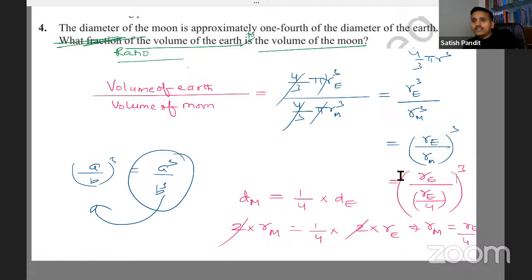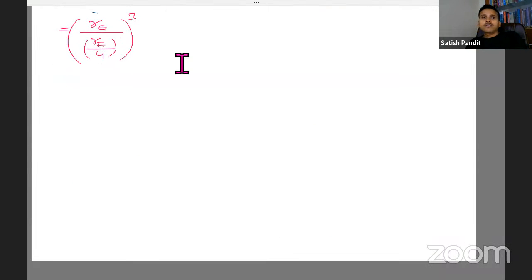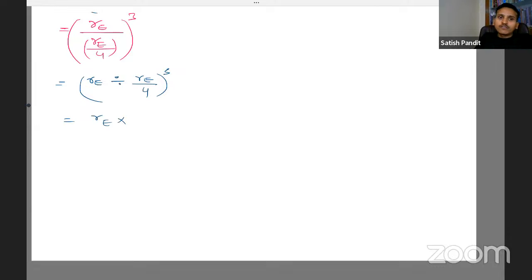Maybe I'll solve it in the next page. Okay, here it will be Re divided by Re by 4, the whole cube. See, whenever we have this divide, if you convert to multiply, you take the reciprocal, right?